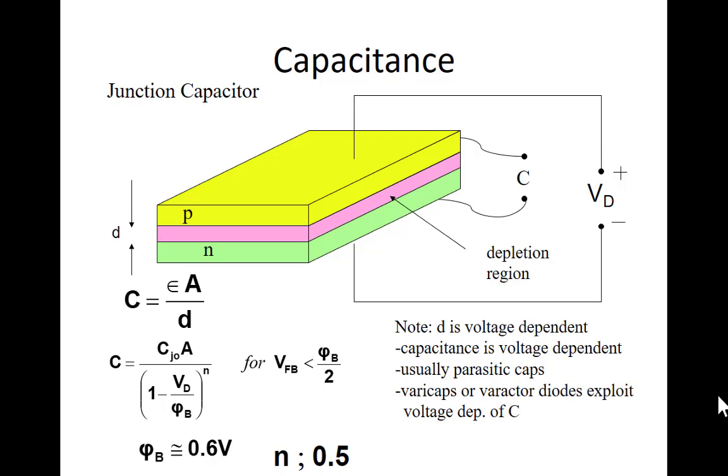Junction capacitors. We have a PN junction, we said we have a depletion region in between. And you can show that the voltage dependence of that capacitor is equal to Cj0, some constant, this is the character of the process, divided by 1 minus Vd over phi b to the nth power, where Vd is the voltage you put across the capacitor, and phi b is a constant as well. Phi b is around 0.6 volts, and n is about 0.5. This is about the square root. So you can see as you change Vd, you'll change that capacitance.